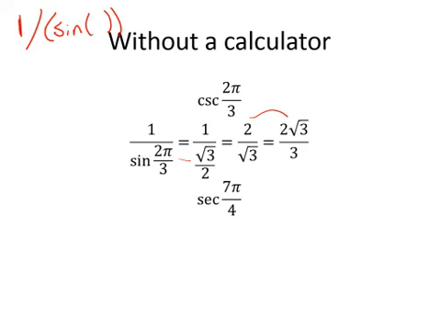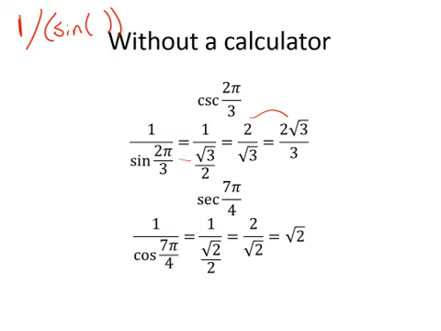Okay, so take a second with this one: secant of 7 pi over 4. Find the secant of 7 pi over 4. Okay, so if we have that, what we're going to do is go 1 over cosine of 7 pi over 4. Cosine of 7 pi over 4 is square root 2 over 2. So we have 1 divided by square root 2 over 2. You flip the denominator, and that's going to end up being your reciprocal. So it ends up being 2 over root 2.